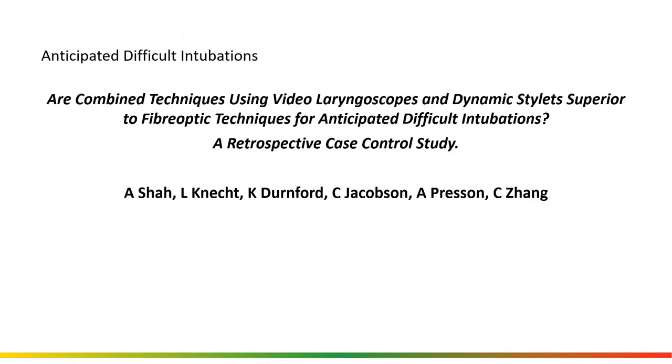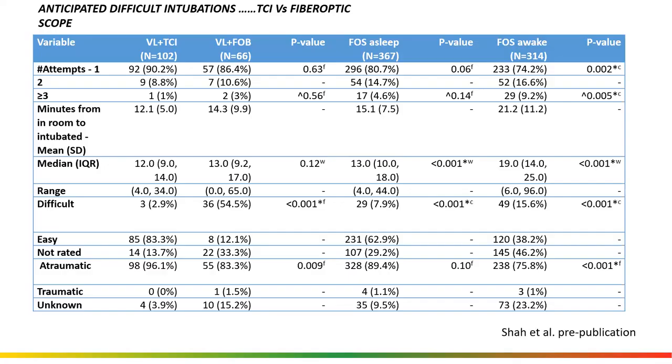Anticipated difficult intubations. So these are primary, either known or anticipated difficult intubations. We see a higher first pass rate when combined techniques are used as the primary approach. Faster in the operating room from wheels in the door to intubated, rated as easier to use and less traumatic to the patient. And this is the first data table.